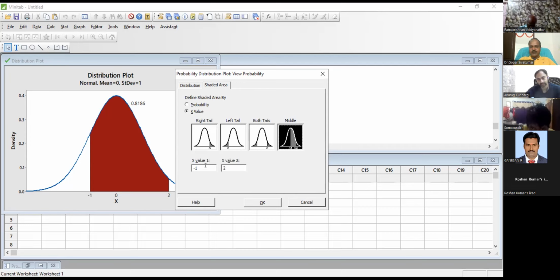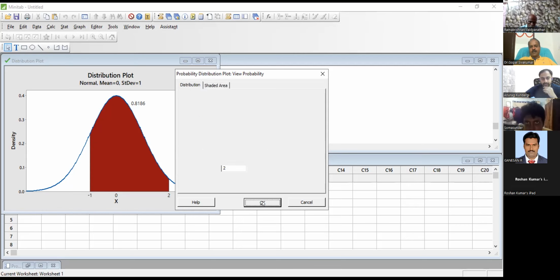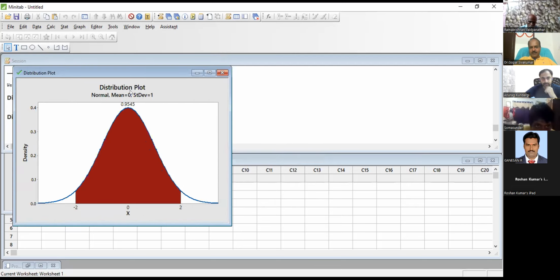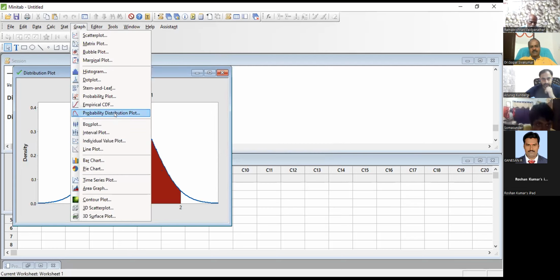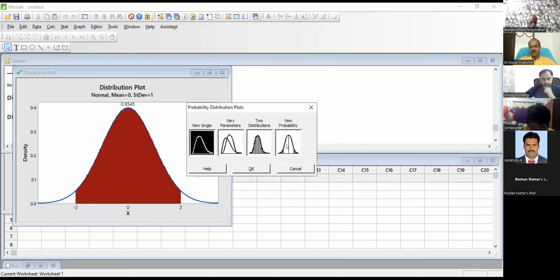Now -1, +1. Instead of -1 +1, if I give -2 +2, what will happen? Can you make a guess? What will be the area between -2 and +2? 95.45. Beautiful. I give OK. Can you see 95.45? Yes, sir. That's all. Now the job becomes much easier for you. You can do it for anything now hereafter.